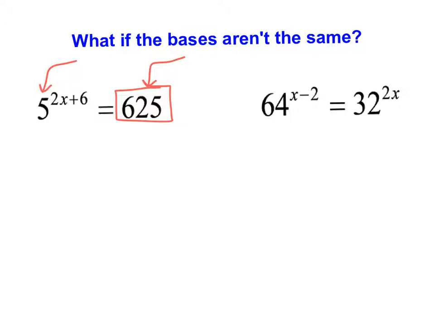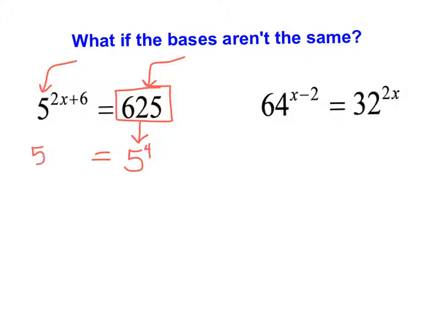625 is actually 5 raised to some power. So what I can do is use my knowledge of rewriting and my powers resource to rewrite 625 in a different way. And if I look at my powers resource, I notice that 625 can be rewritten as 5 to the power of 4. 5 to the power of 4 is 625.